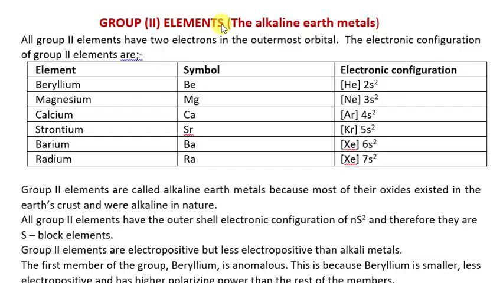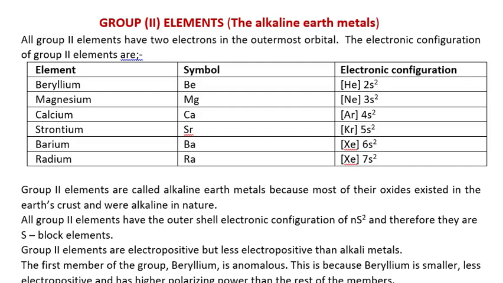Welcome back, friends. In the previous session we were discussing group 1 elements, which are the alkali metals, and in this session we are going to continue with our discussion, and we are going to discuss the alkaline earth metals. So all group 2 elements have 2 electrons in the outermost orbitals.